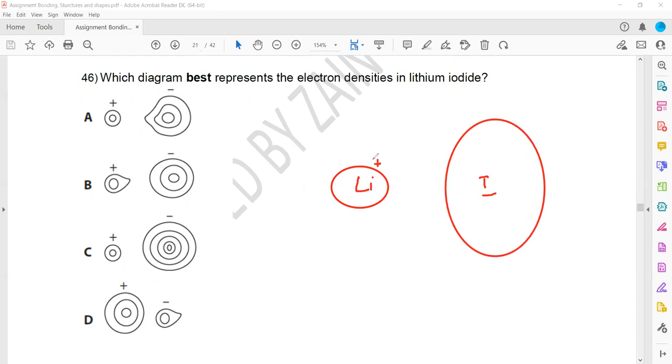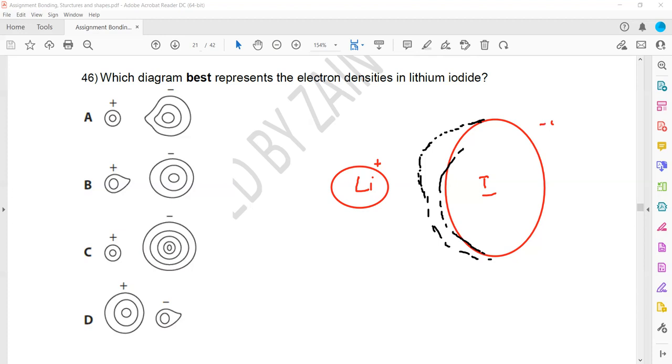As we know, in an ionic compound, ions are not perfect spheres. Practically, there's a distortion or polarization, and the polarization of a negative ion happens due to the size of the positive ion, the size of the negative ion, and the charge on the positive ion. So the distortion will occur for the iodide ion. The electron density of the negative ion is shifted more towards the positive ion.